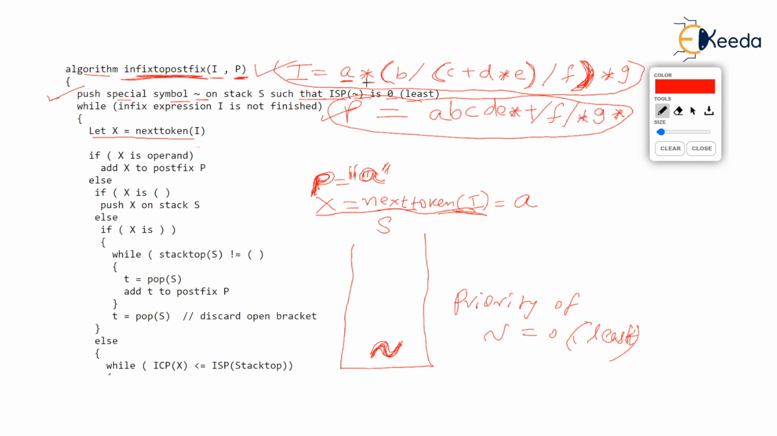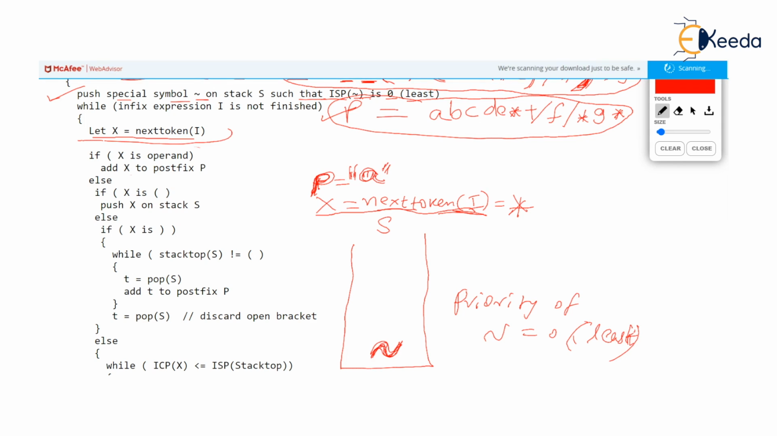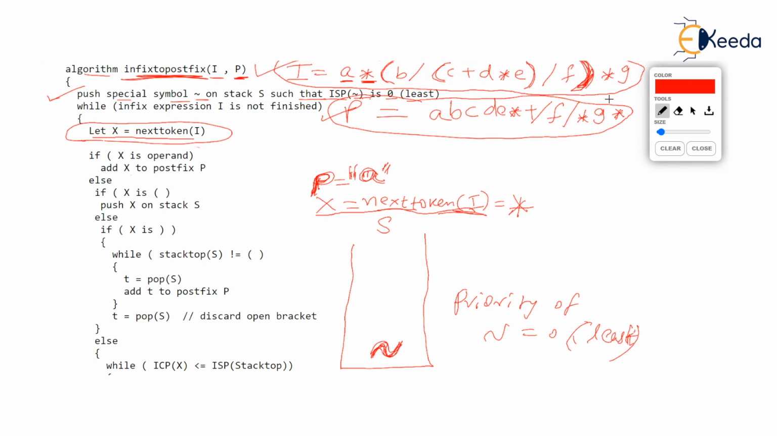Isn't it so? It's an operator. So now the token is no more A. X is now multiply. So what happens then? As X, the token, is multiply, it is an operator. So after X is equal to next token of I, we check what is it? Is X an operand? We will check. No, no way. X is multiplication.